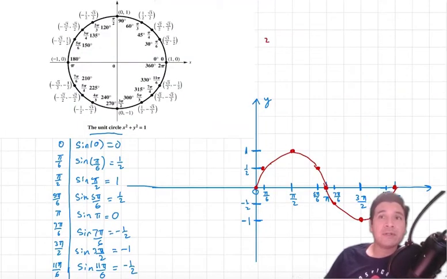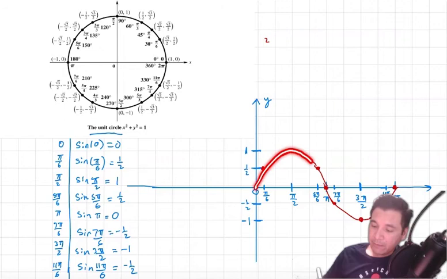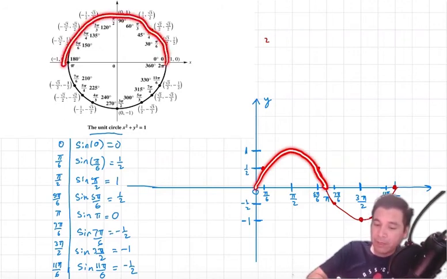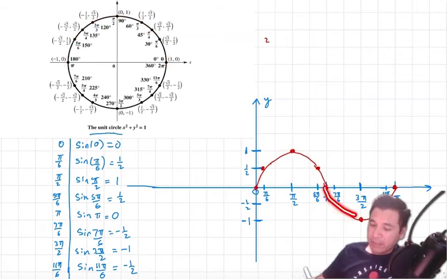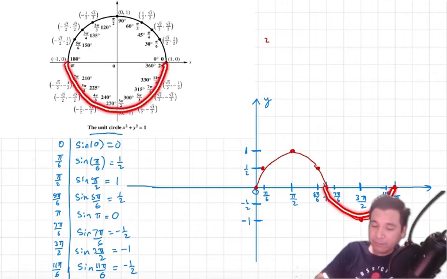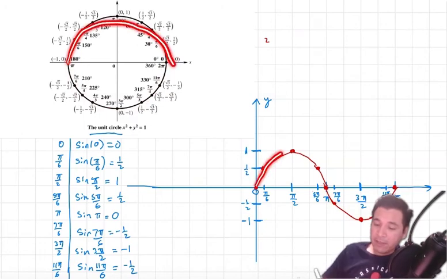So here's our unit circle again. I just wanted to bring it back. And what you see here is that this half right here corresponded to this half, right? And then this half right here corresponded to this half, the bottom half. So the bottom half corresponds to the portion below the x-axis, and the upper half corresponds to the half that is above the x-axis here.